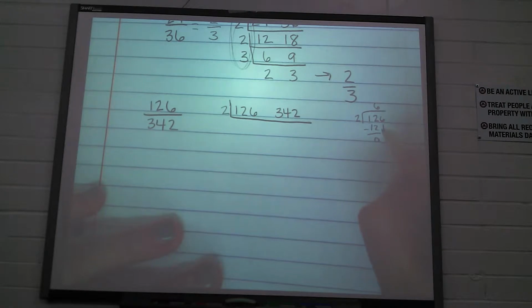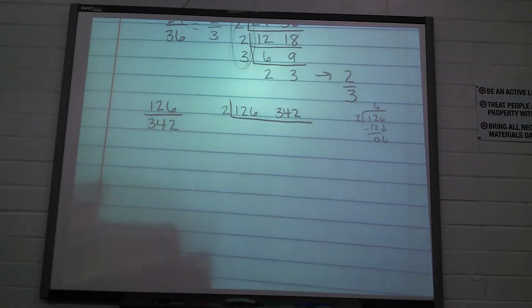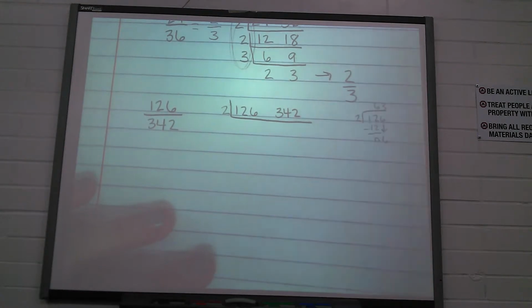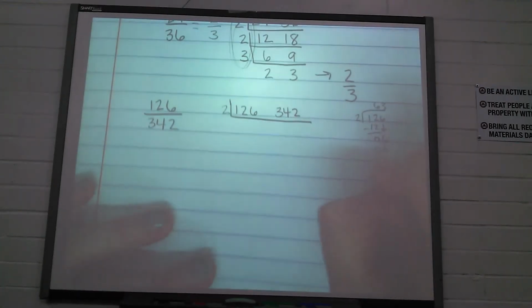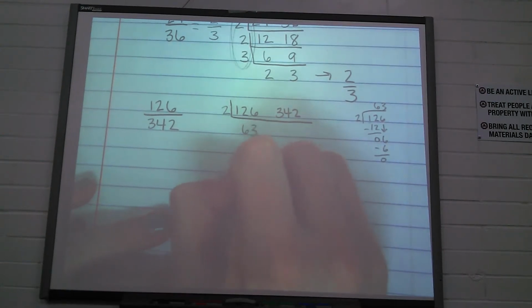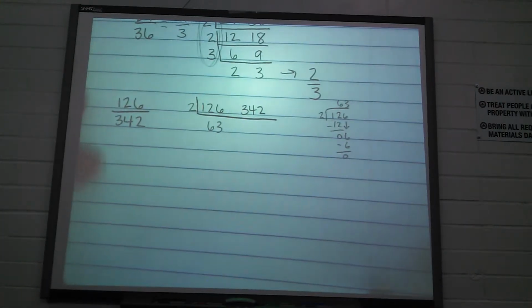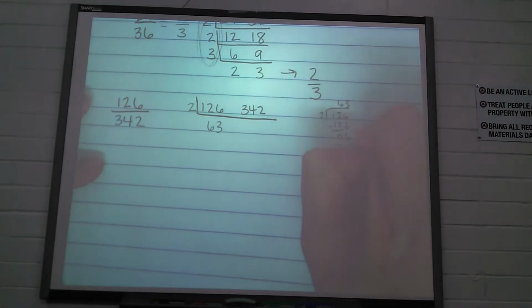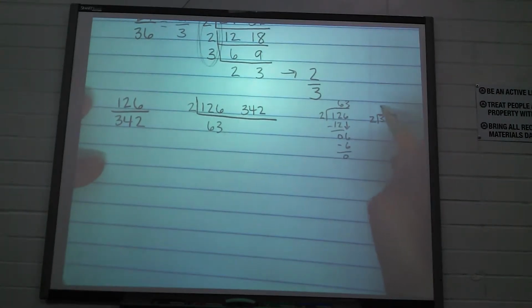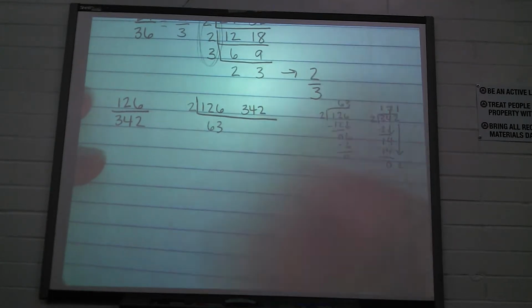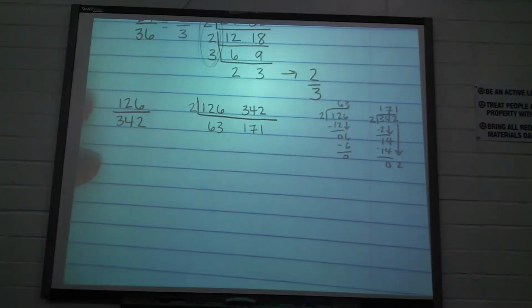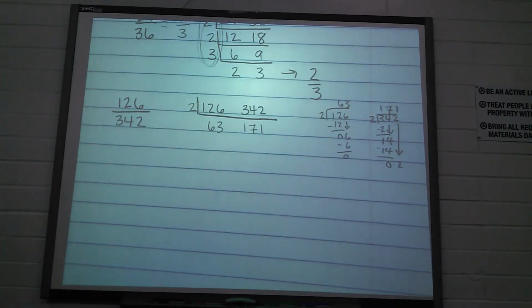Subtract, carry down that 6. 2 goes into 6 3 times. 3 times 2 is 6. Subtract, we have no remainder, so 63 goes there. And let's do the same thing for the other one. 342 divided by 2. 2 goes into 3 one time. Subtract 1, bring down the 4. 2 goes into 14 7 times. 7 times 2 is 14. Subtract. Bring down that last number. 2 goes into 2 one time. 171. Wow, still a really big number there.